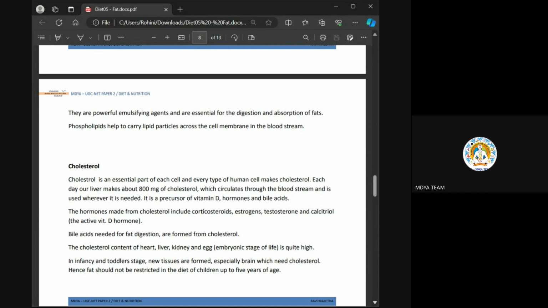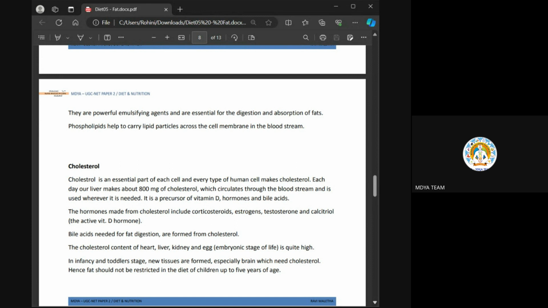Each day our liver makes about 800 milligrams of cholesterol, which circulates through the bloodstream and is used wherever it is needed. It helps in absorption of vitamin D, is a precursor of vitamin D, some hormones also, and bile acids also. So cholesterol is the most abundant steroid in animals, and it's a major component of the animal plasma membrane.